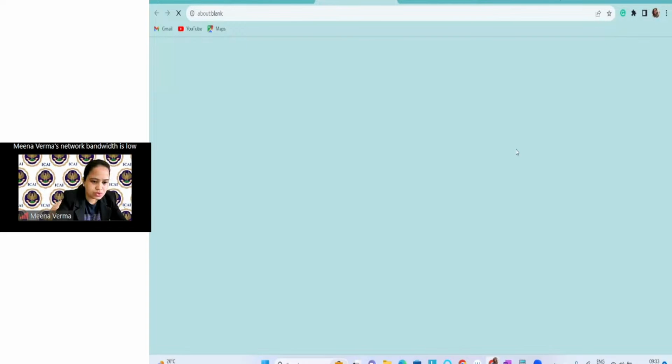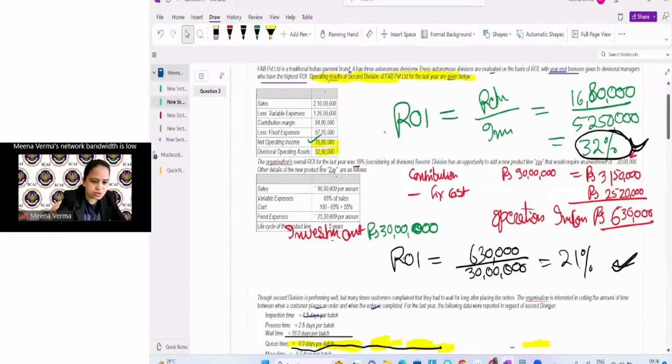So if you see here, what we have done is that we know variable expense is 65%. So contribution will be 100 minus 65%, which is not 45%. It is actually coming as 35%. So here the value will be 35% of 90 lakh. Subtract the fixed cost, this will give you operating income. Operating income divided by the investment will give you return on investment, right?